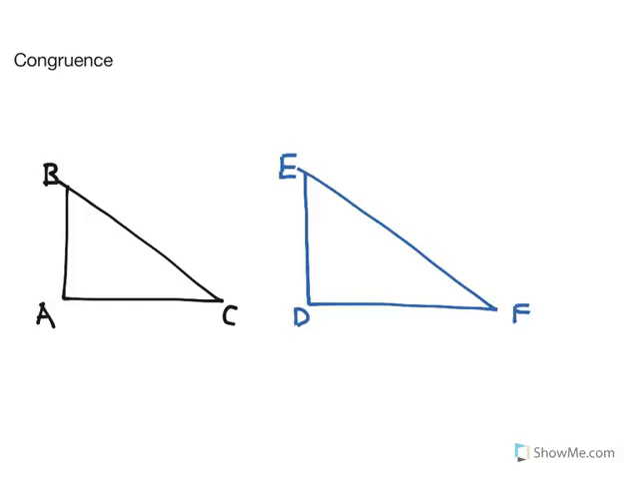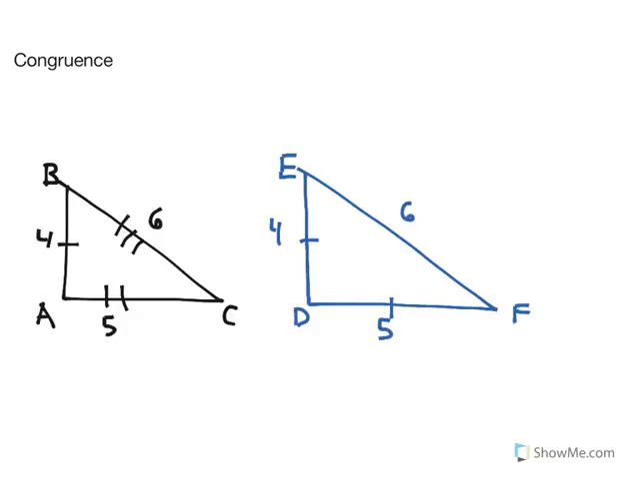Starting off here, we have two triangles, ABC and DEF. What it means to be congruent is that they are equal to each other and they're the same size. So let's say AB was 4, 5, and 6, and this would also be 4, 5, and 6. And what it means is that the respective side AB is congruent to side DE, and so on and so forth.